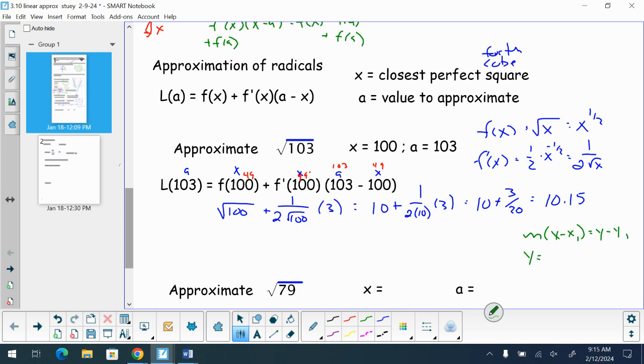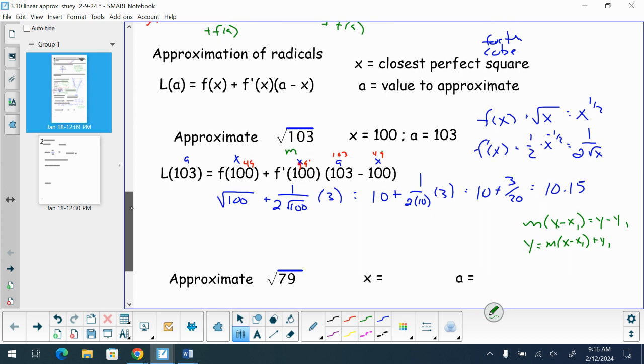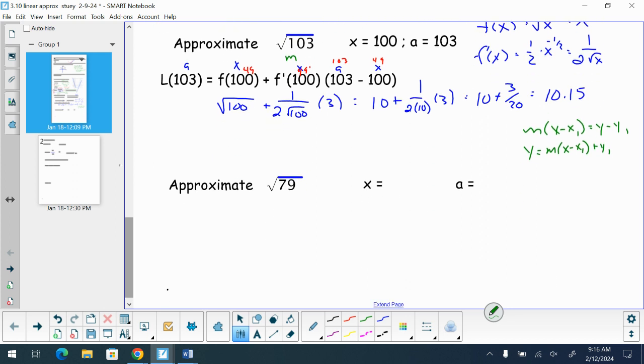We can add our y1 over. And what that turns into is this. Here's our slope here. Here's our two x values. Here's my y value here. So that's another way of thinking about this approximation. We take the square root of 79.